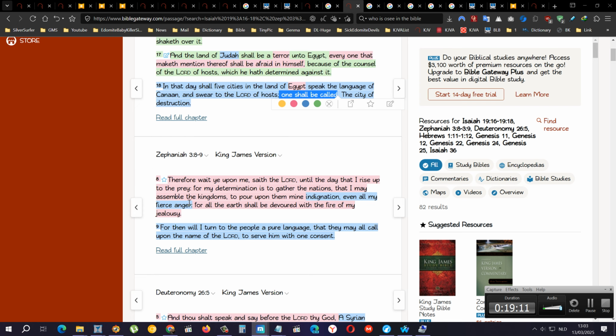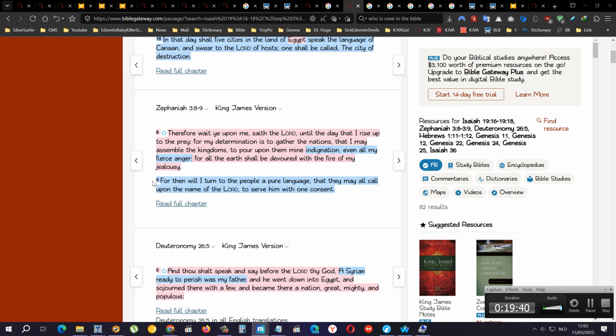Zephaniah chapter 3 verse 8: Therefore wait ye upon me, saith Yahuwah, until the day that I rise up to the prey. For my determination is to gather the nations, that I may assemble the kingdoms, to pour upon them mine indignation, even all my fierce anger. For all the earth shall be devoured with the fire of my jealousy, nuclear fire, in the end. But before that, the Lord is going to set the people on fire. Not yet physical, because he's going to burn them.